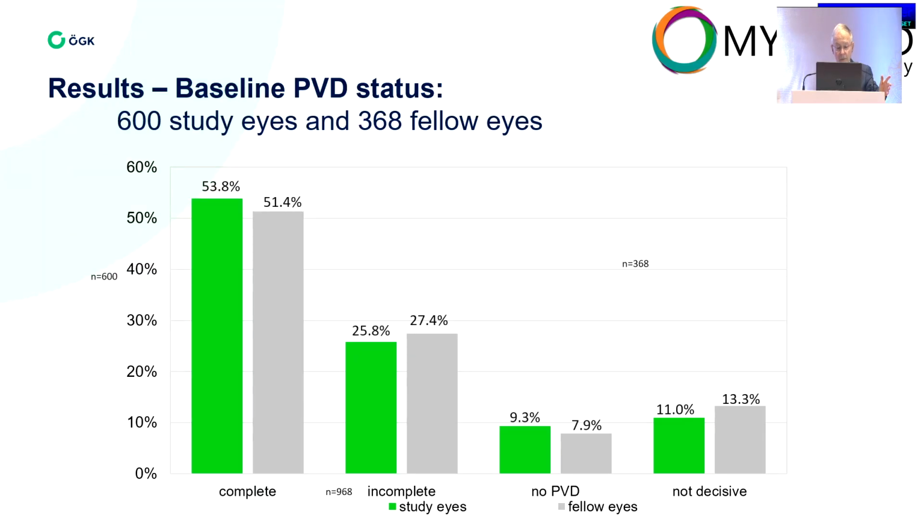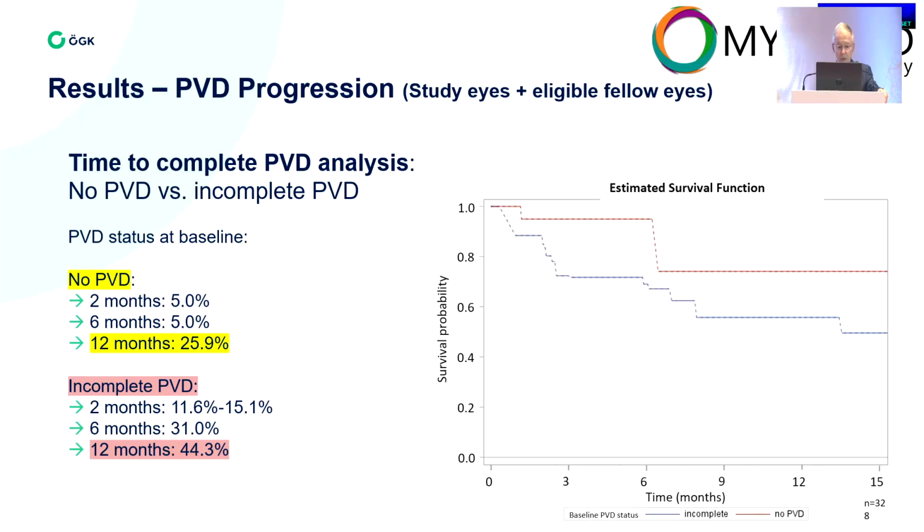So here's the baseline vitreous status. It's interesting that they had a study group and they had a fellow eye group, that about half of the patients had a complete posterior vitreous detachment, 25% had incomplete, and 9% had no posterior vitreous detachment. 11% of them they really couldn't tell from the OCT readings.